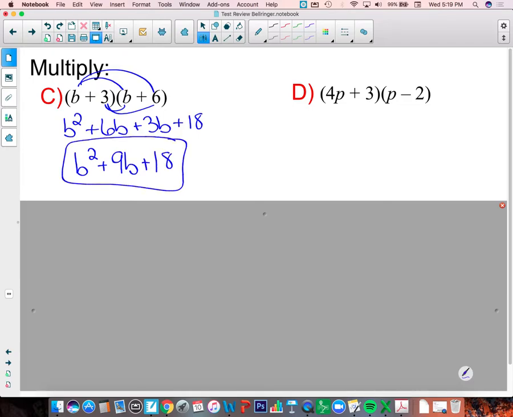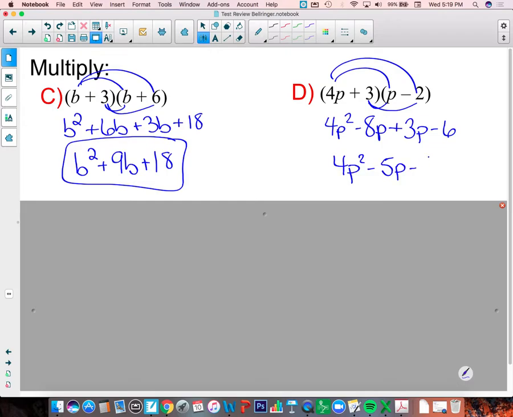Okay, and then the next one is the same thing. So first, outer, so 4p squared minus 8p, inner, last, so plus 3p minus 6. Then just simplify. So 4p squared minus 5p minus 6. That's your answer there, okay?